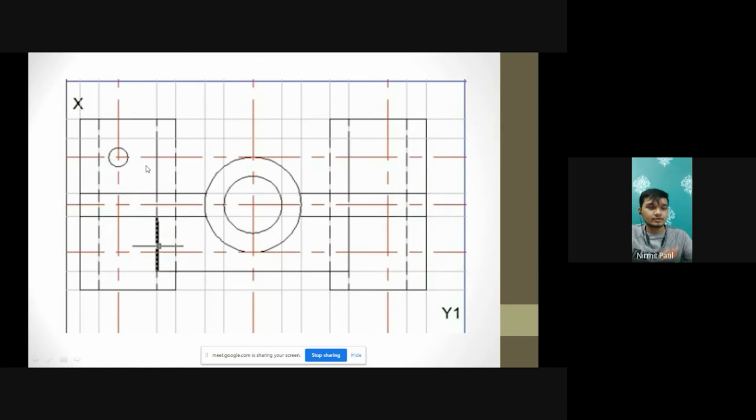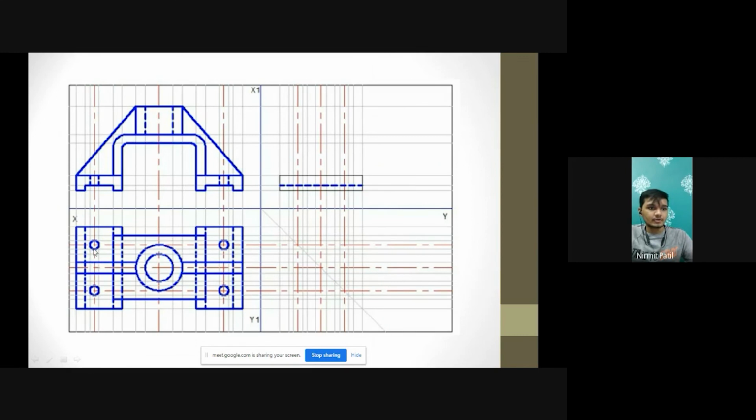Now, in order to finish this figure off, we have to draw small circles of 5 millimeter radius. We have to draw 3 more circles of 5 millimeter radius on the same figure. Now, with the help of the projection lines from this top view, we would be able to draw the side view. We can draw the side view's base with the help of these projection lines, which is of the width 90 and height 16 mm.